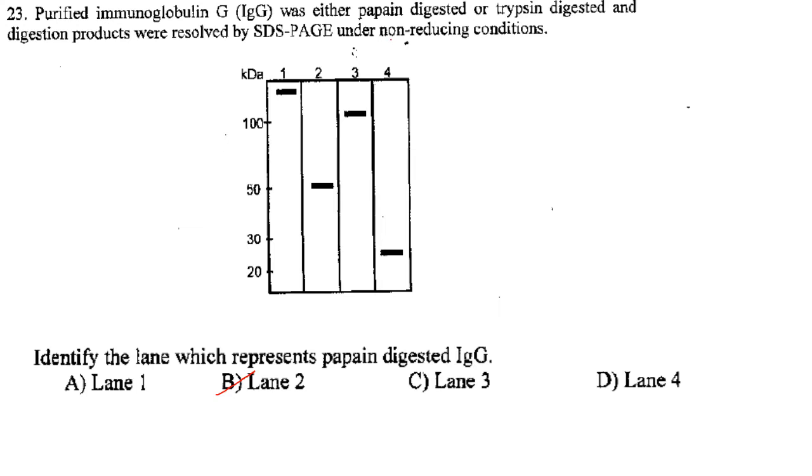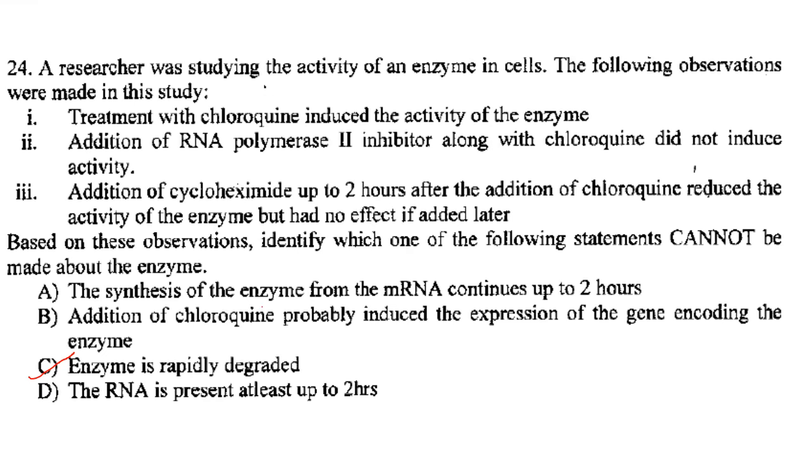So they have asked here which one represents the papain digested IgG. So 50 kDa is shown by lane 2. So the answer here is option B, that is lane 2. Then a researcher was studying the activity of an enzyme in cells.